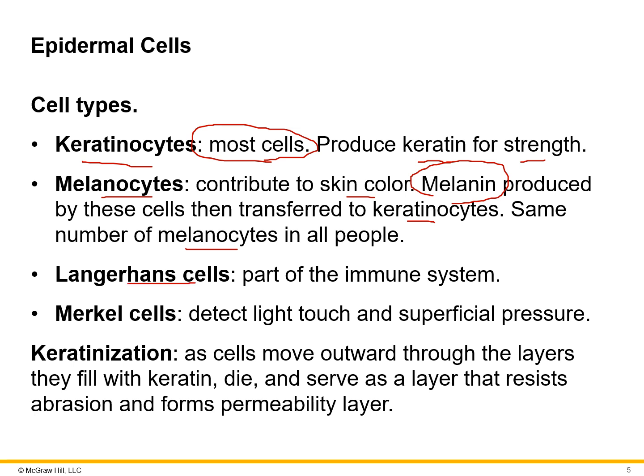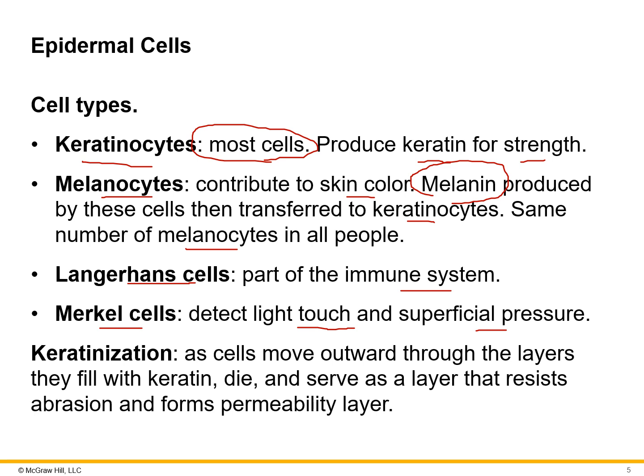Langerhans cells are actually part of our immune system, but we find these cells out in the epidermal tissue. Again, they are looking for any type of invader. So if some do penetrate, they can be detected and defended against. And then Merkel cells detect light touch, just a little bit of superficial pressure. So a little bit of sensation occurs with those Merkel cells in the epidermis.